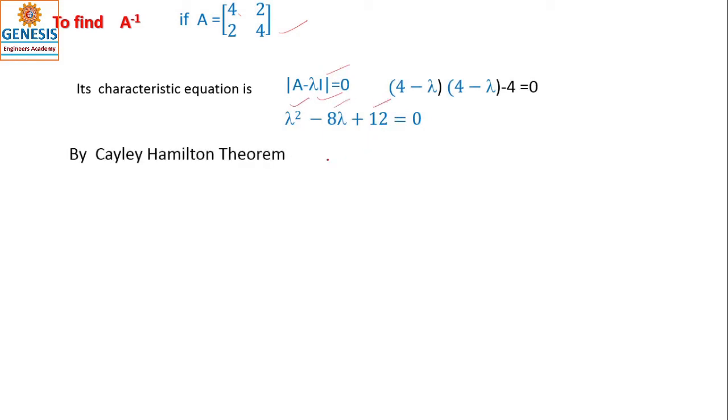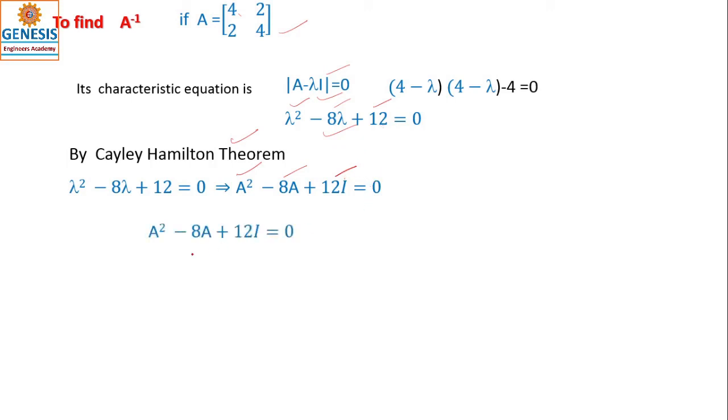But using this, how do we calculate? So A minus lambda I is the characteristic equation. It's the determinant, and this comes to lambda square minus 8 lambda plus 12. So that is the Cayley-Hamilton theorem. According to this theorem, the equation changes to A square minus 8A plus 12I. I have to put the identity matrix before this. By doing this, you can directly calculate.